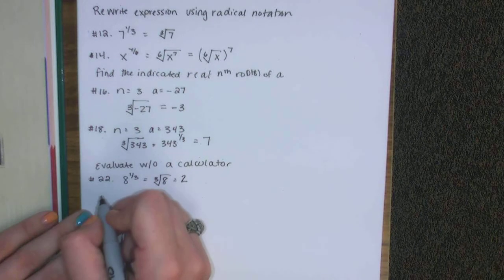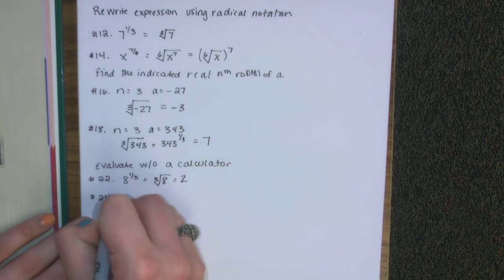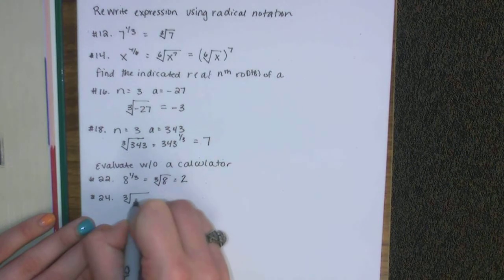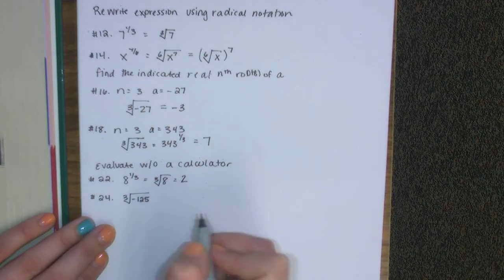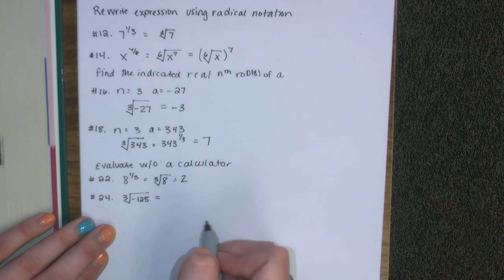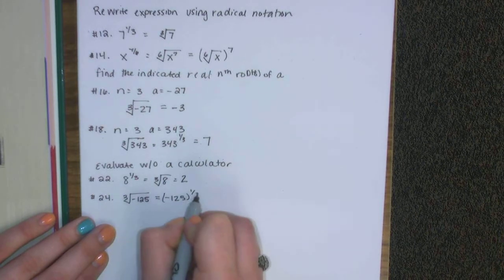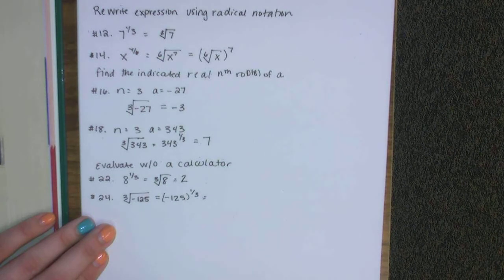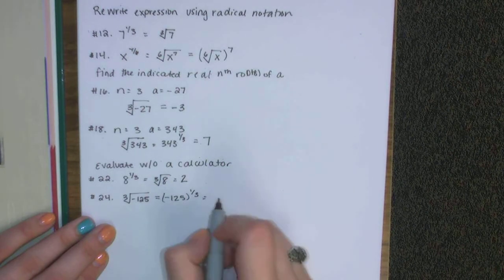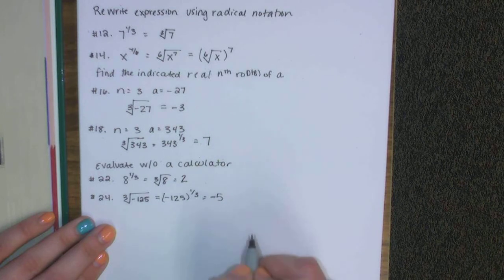Let's see, 24 is the cube root of minus 125. That one, obviously, we could think about as minus 125, all raised to the 1/3 if we wanted to, so just purely notation here. So the cube root of 125, well, 5 times 5 is 25, times 5 is 125, so it's going to be 5, and because it's negative here, we're going to have that negative out front.